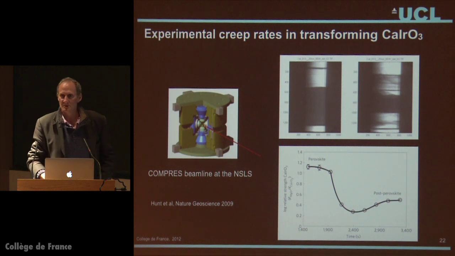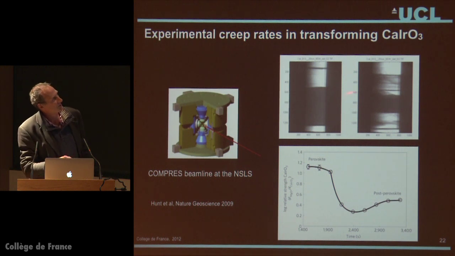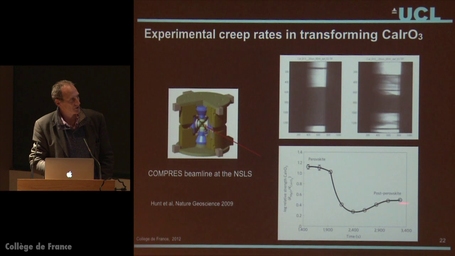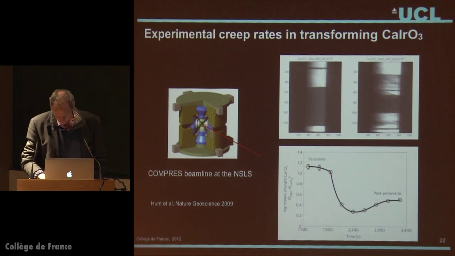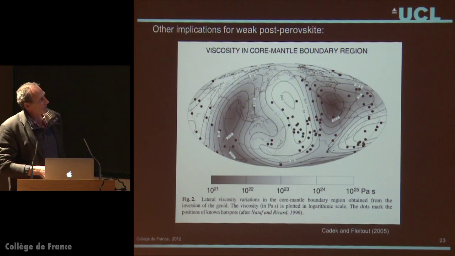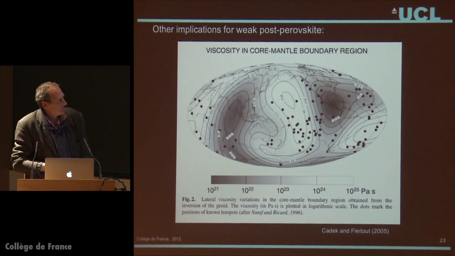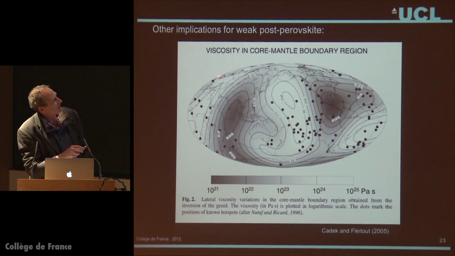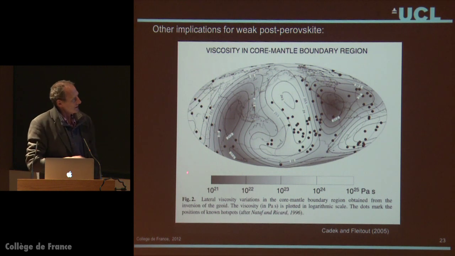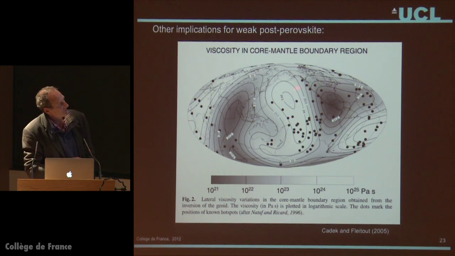In fact, there is also some experimental data on analogues, such as calcium iridate, again, to show that the post-perovskite is much weaker, or could be much weaker than perovskite. And that agrees, again, with sort of various ideas. I don't know how much you believe all this these days, but this is quite a nice plot of the viscosity at the core mantle boundary. And white is high viscosity, and the sort of greyish colours are low viscosity. And these are hot spots.